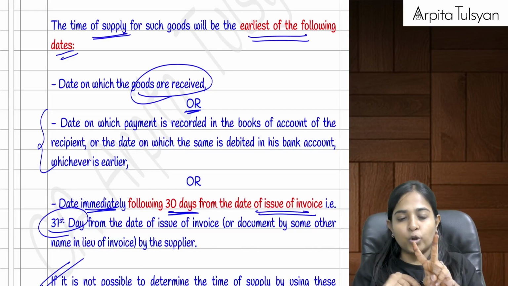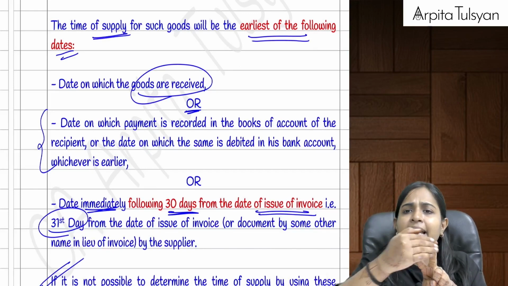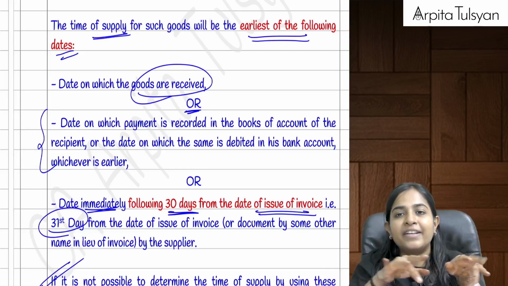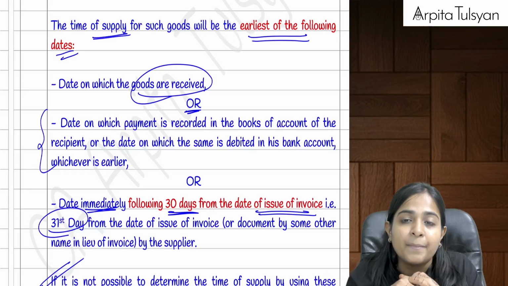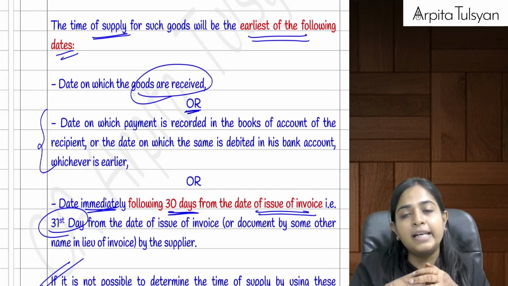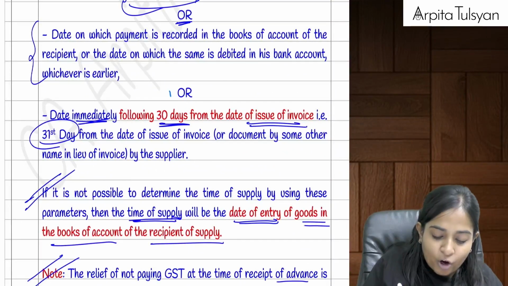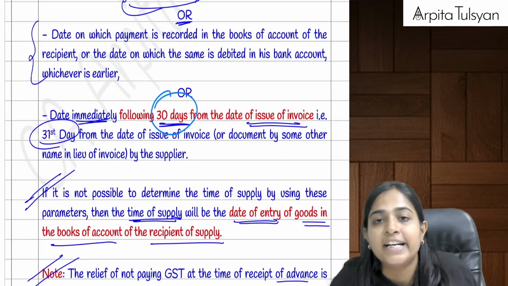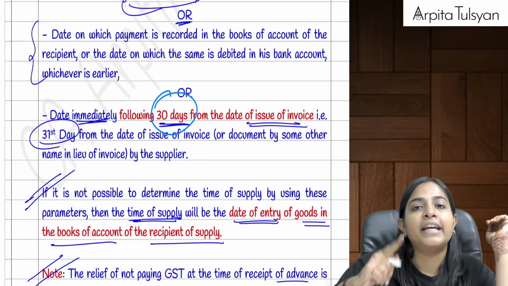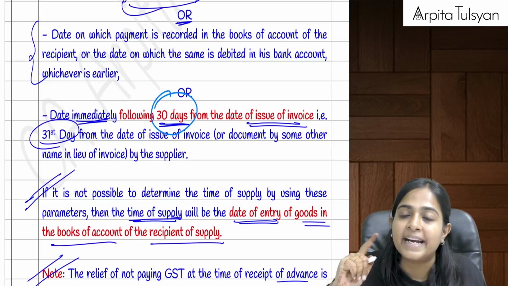So two things are done. One is the date of receipt of goods. Next is the date of making the payment. Ma'am, what do you mean by date of making the payment? The date when the entry is passed in the books of the recipient, or the date when the amount is debited from his bank account, whichever is earlier. Or the third one is totally different: the date following 30 days. Date following 30 days is nothing but the 31st day from the date of issue of invoice.